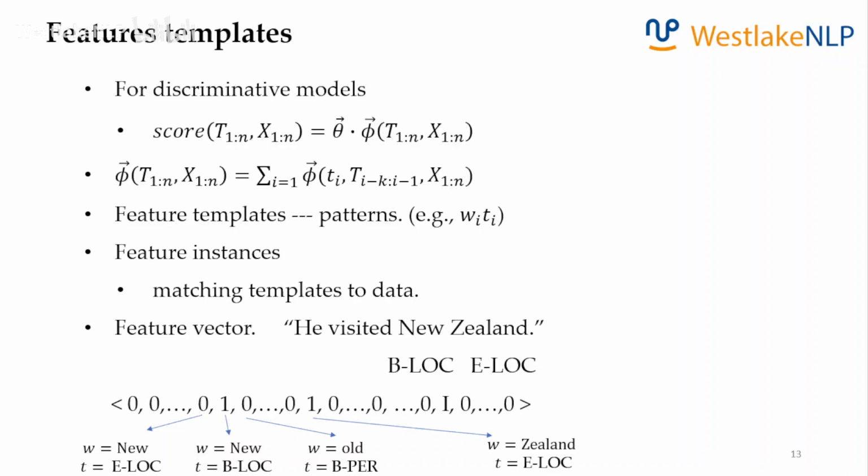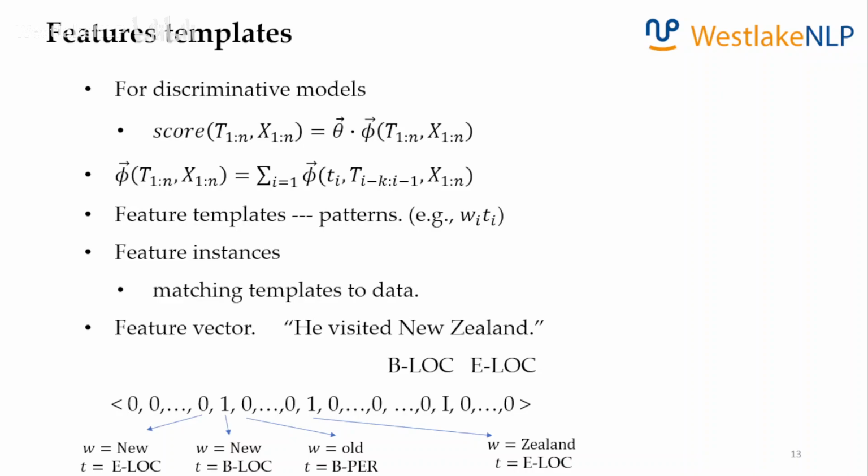When you have a named entity recognition task, the input is "he visited New Zealand." So he and visited are both O's. They're not named entities. But New Zealand is one single named entity. So New is the beginning of a location, right? Zealand is the end of a location. So you use these two labels.